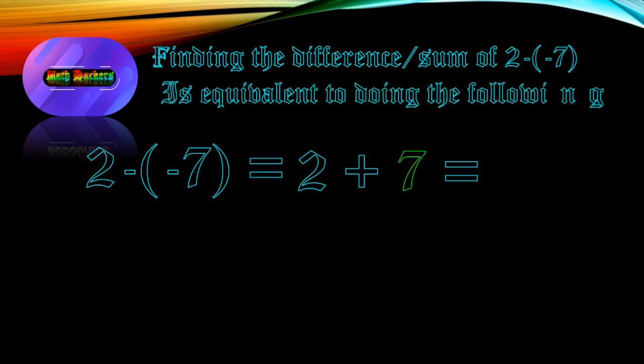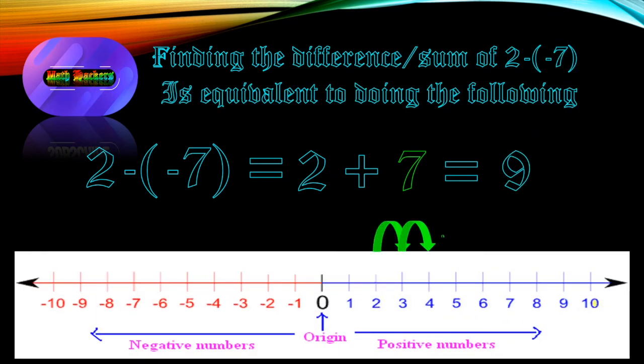Finding the difference or sum of 2 minus minus 7. You can refer to the earlier explanation if you wish to do so. This is a double negative, which turns into plus, as in 2 minus minus 7 is the same as 2 plus 7, which equals 9.